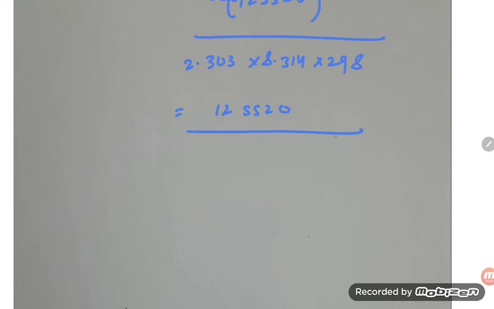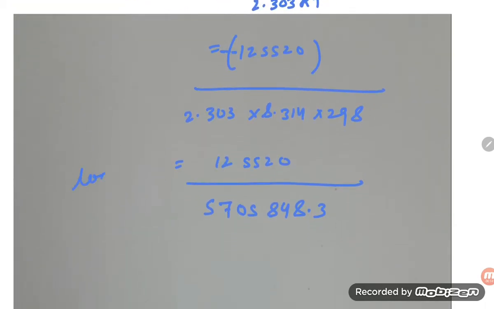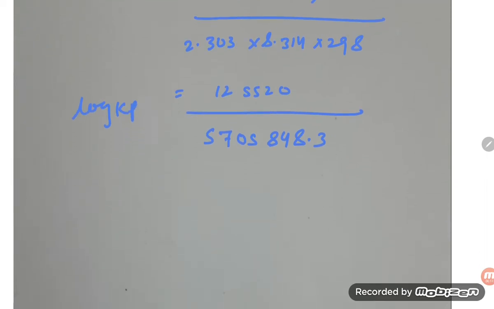Wait, students, we are doing the calculation in detail also. Let me check the calculator, students. So 2.303 multiplied by 8.314 multiplied by 298. So it is coming 5705.8483, and this is the denominator for log Kp, right? So if you solve it out, students, let me see how much the value is coming.